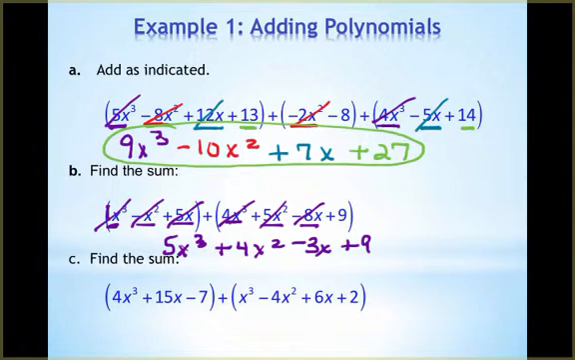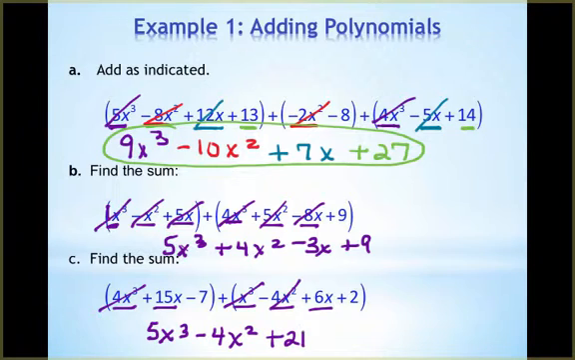In example C, we've got a 4x cubed and a 1x cubed. That's going to give me 5x cubed. We only have one x squared term, so we'll bring it down, minus 4x squared. Positive 15x and positive 6x would give me positive 21x. And then negative 7 and positive 2 would give me negative 5.